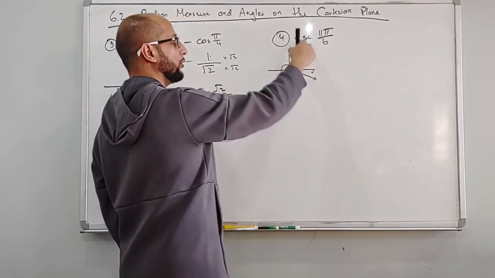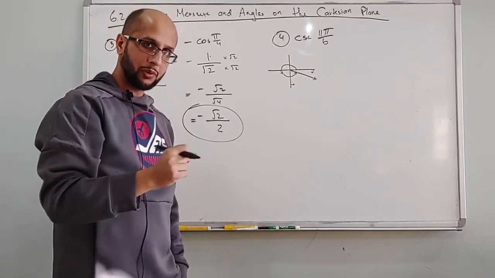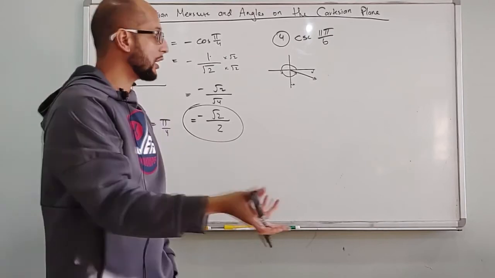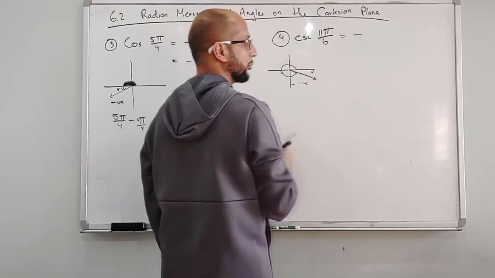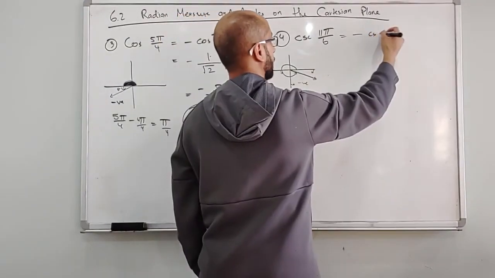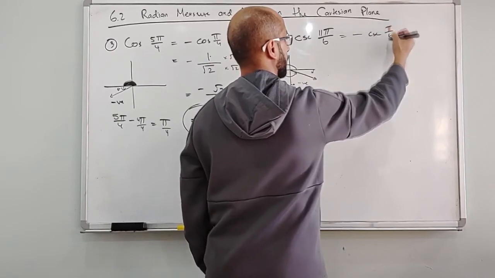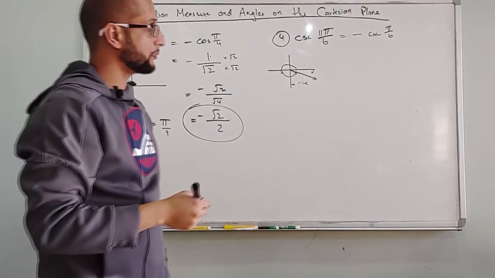In quadrant 4, I need to figure out what is cosecant. Cosecant is the reciprocal of sine. So sine in quadrant 4 is negative. So I know my answer will be negative. And then cosecant of just pi over 6, because what's the related acute angle? It is just pi over 6.